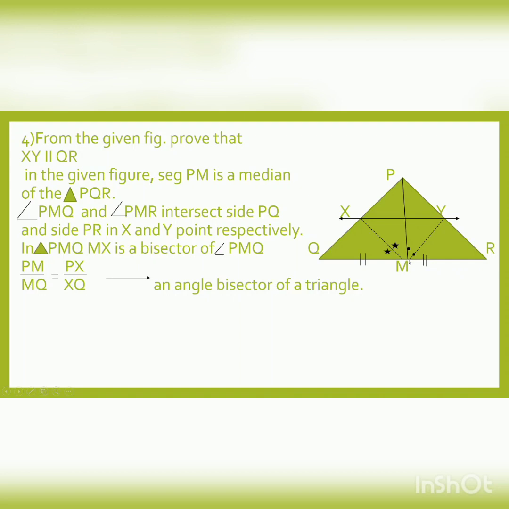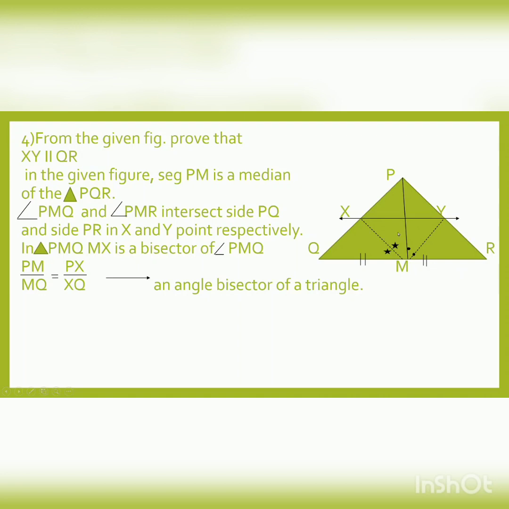And in the figure, MX is a bisector of angle PMQ. You can see here, you have to write in the solution. In triangle PQR, PM is a median, QM is equal to MR. Then from the given information, MX is a bisector of angle PMQ and MY is a bisector of angle PMR.